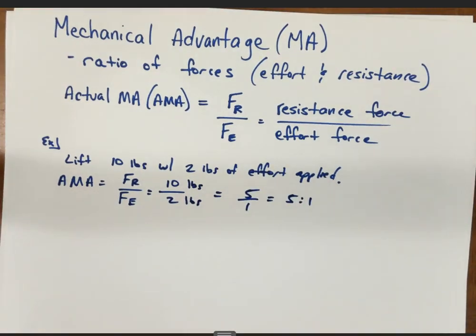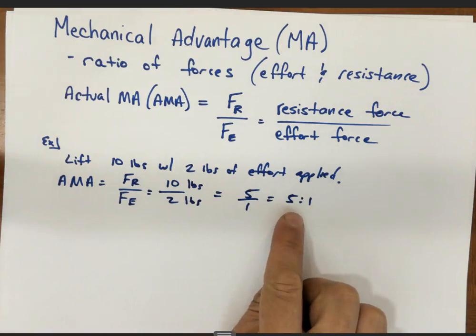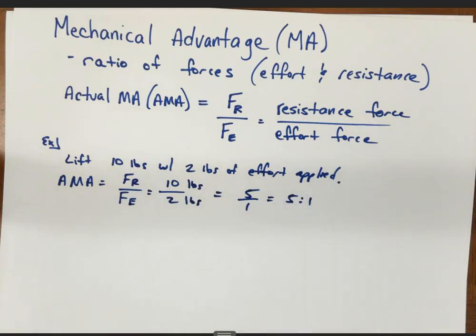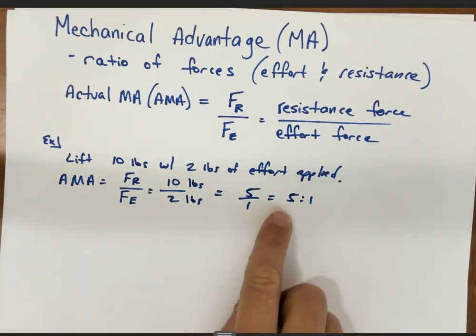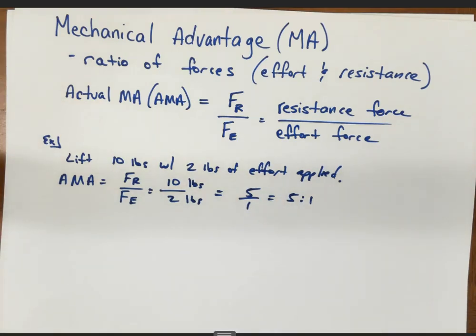Okay, so what does that mean? The mechanical advantage as a ratio over 1 helps us understand what kind of benefit that machine might do for us. So this helps me understand that 1 pound or 1 unit of force is going to be able to match 5 pounds of resistance. So the machine is providing me an advantage with forces.